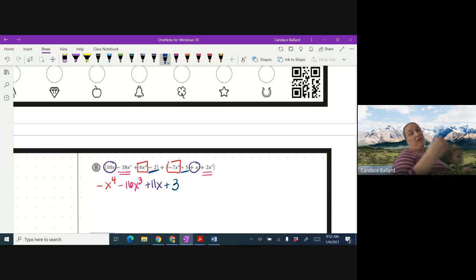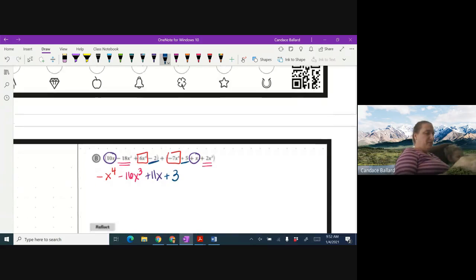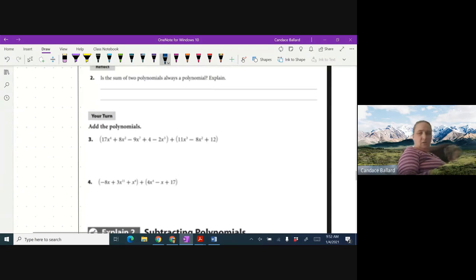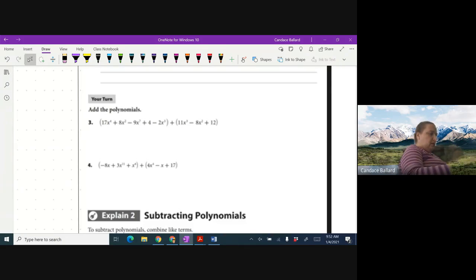Notice I skipped all the pages on graphing. I went to this. I'm not going to worry about reflect. Let's go to this one right here. Let's see, what are we doing on time? Here's what I'm going to have you guys do. Everybody do just your turn 3 really quick. Take a minute and do it. We're going to skip your turn 4. You can cross it out. And then we'll talk about subtracting before class is over. So you should be trying your turn 3 right now.